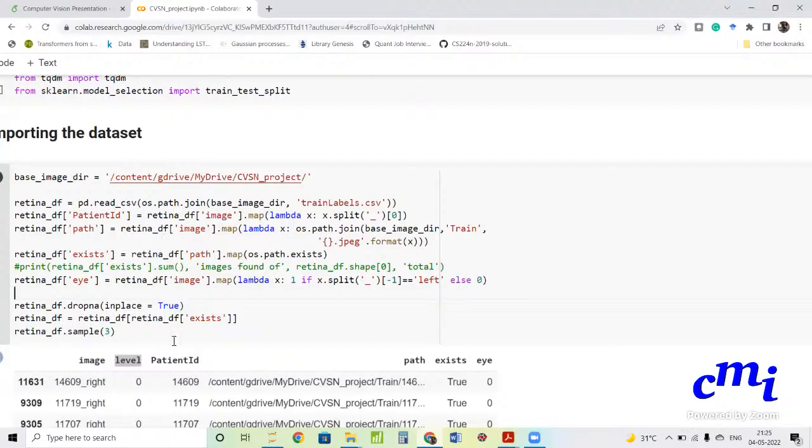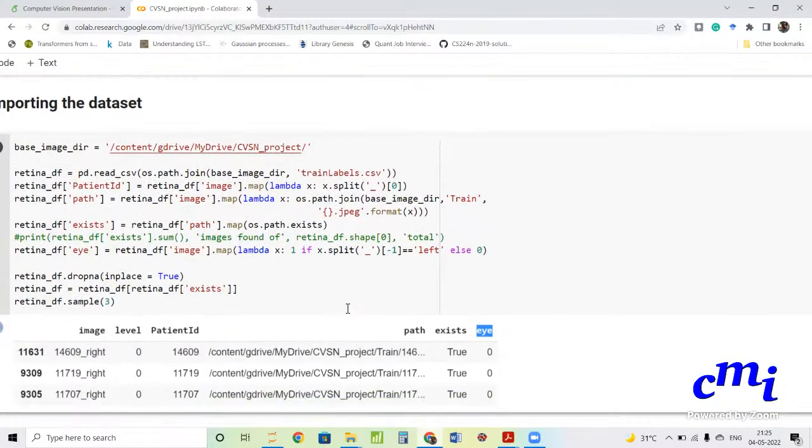So, the patient ID followed by the path of the images where the images are stored, and whether the particular image exists or not. We mentioned that the original data set is around 35,000, and from there we have chosen nearly 4,000 images, and which eye. This data set contains images of both left and right eyes. That's how we have categorized this entire data set into this data frame.